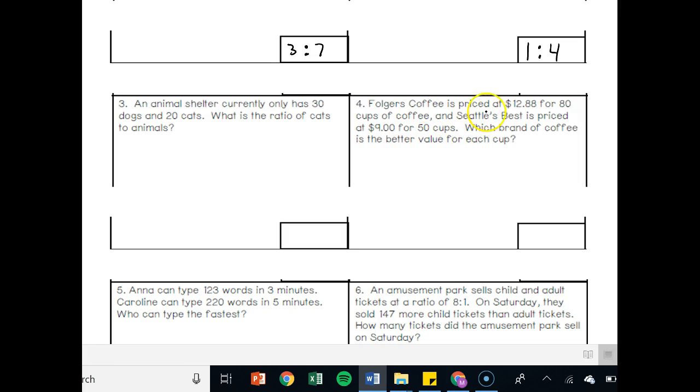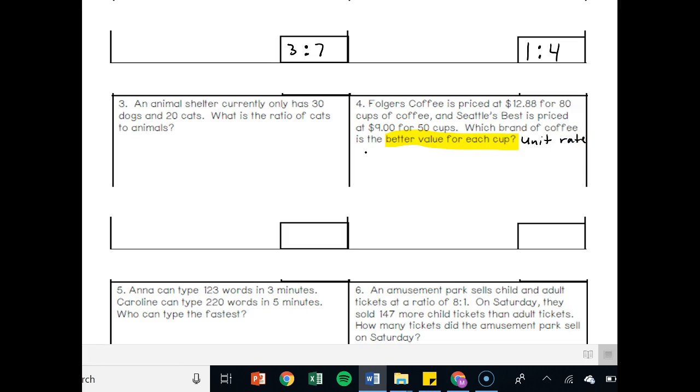It says Folgers coffee is priced at $12.88 for 80 cups of coffee. Seattle's Best is $9 for 50 cups. Which brand of coffee is the better value? Definitely underline this idea of better value. When we do better value, we're talking about a unit rate problem. Basically, which one has a cheaper unit rate.